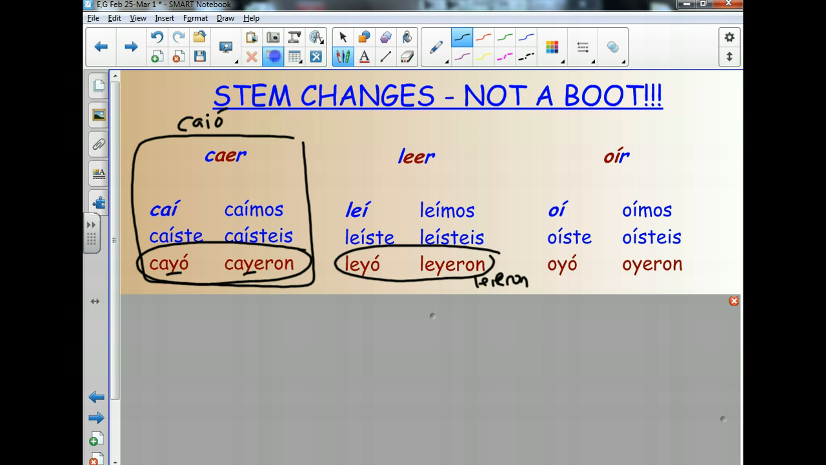Too much. We replace the I with the Y. So it's leyó, leyeron. Pronunciation: cayó, cayeron, leyó, leyeron. Moving over here to the verb oír, which means, once again, to hear.